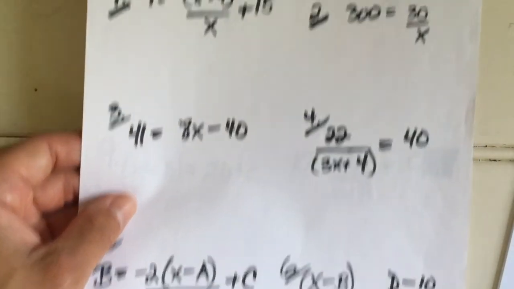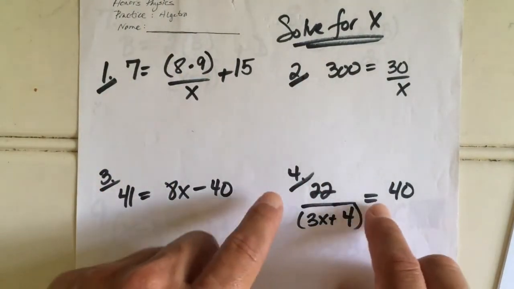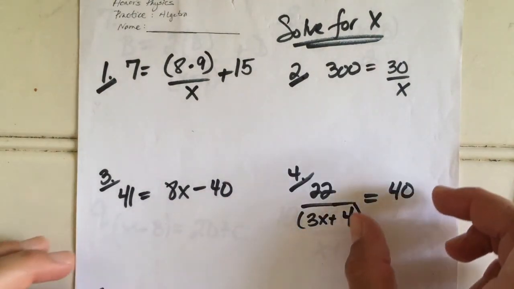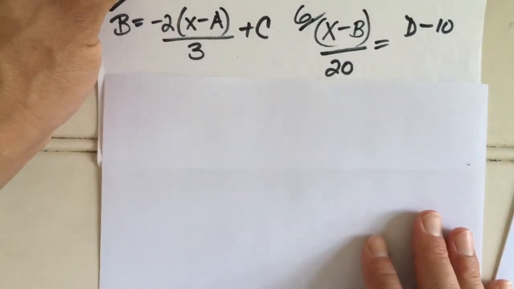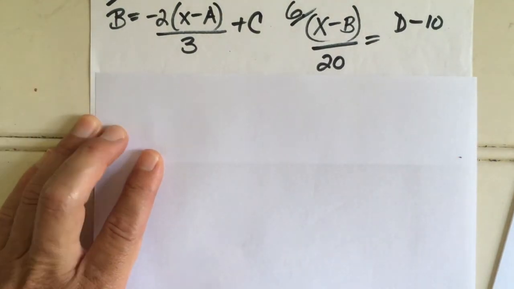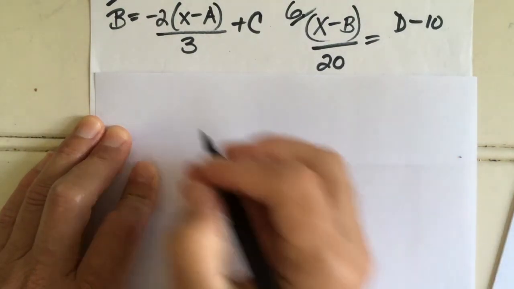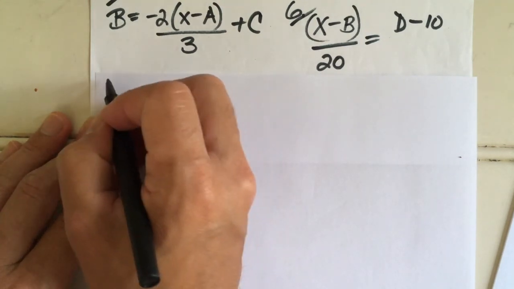So I think questions 1, 2, 3, and 4 are like the ones we did before. Make sure here you multiply by 3x plus 4 together here to move that off the bottom. And let's go ahead and start with number 5 here. So number 5 is probably the toughest problem on this worksheet. And so if we can handle this one, then we're going to be good to go on the other ones.